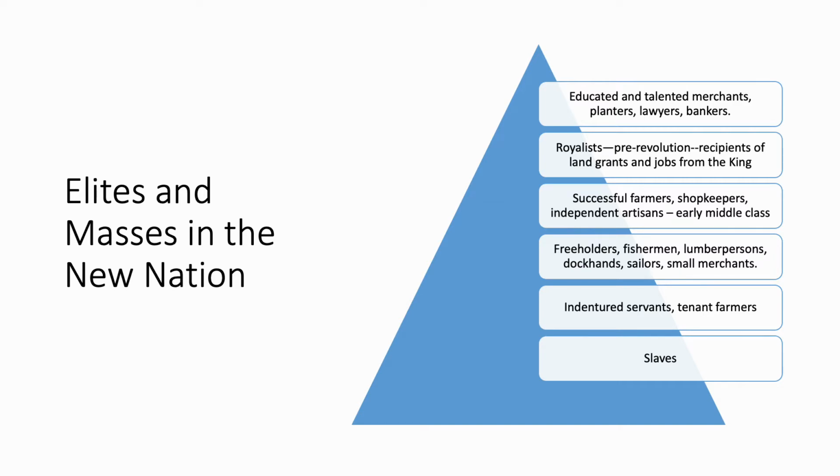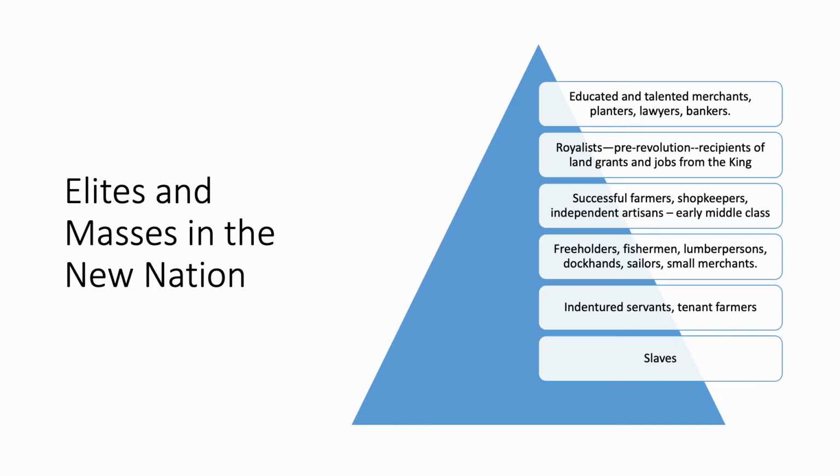And then there was this other group called the Royalists, and they were the people who had received large land grants and certain jobs from the king. I'll talk a bit more about them. They were part of the elite too. And then there was kind of an emerging middle class of successful farmers, shopkeepers, independent tradespeople, printers, and people who made barrels and clothing and that sort of thing. And kind of below them would be the people who owned small patches of land, the freeholders, people who were fishing, people who cut lumber, worked on the docks, laborers essentially.